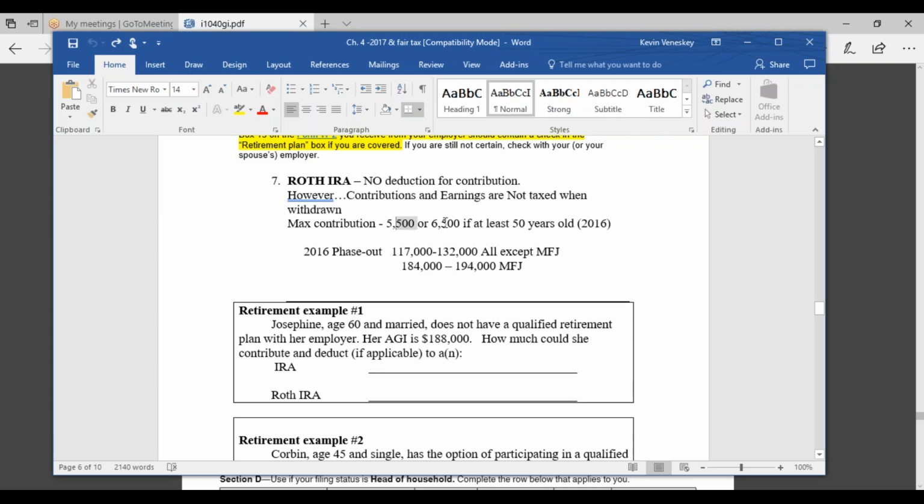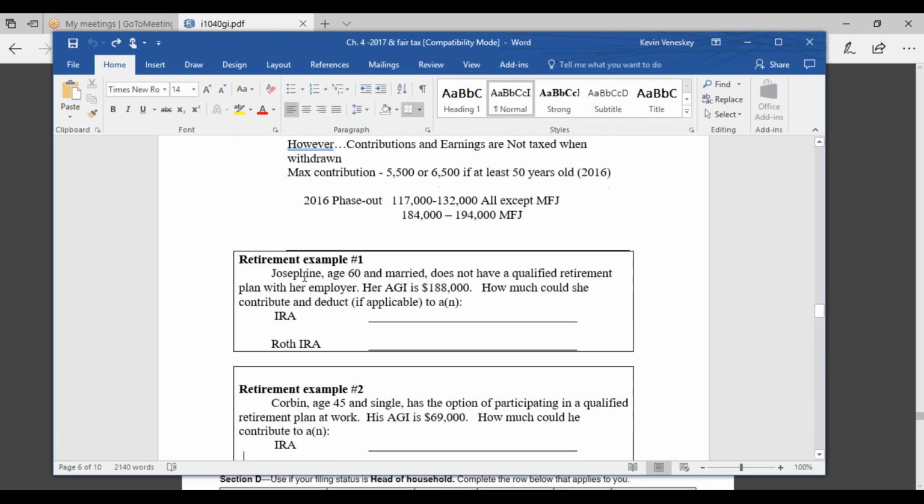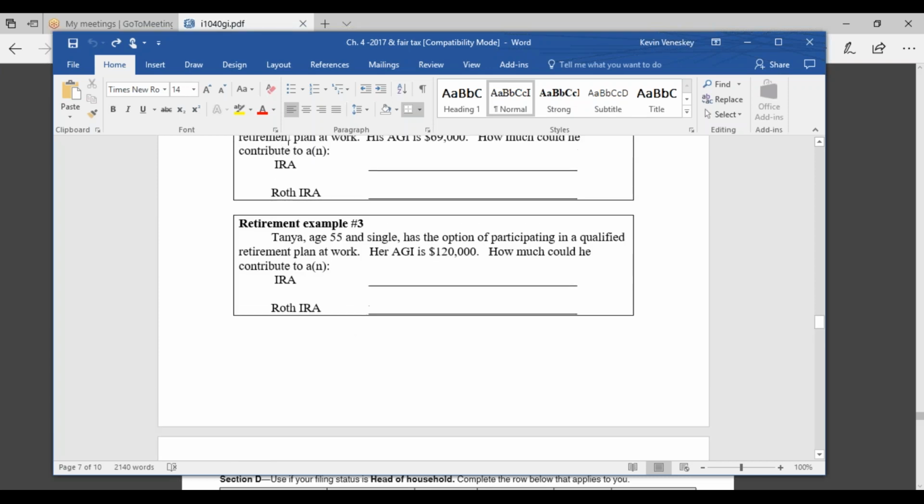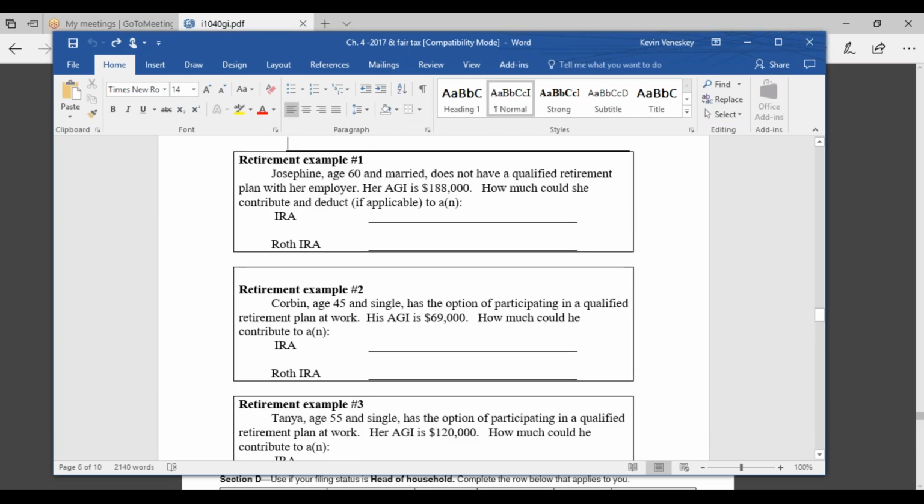Notice it has the same max contributions per year that you're allowed to put into a Roth. However, the phase outs are quite a bit higher for those who are single or married. So I have some examples here. I'd like for you to now take the first three, the retirement examples 1, 2, and 3. Take the time at this point to pause the video and see how you answer each one of these, depending on if it's an IRA or Roth IRA situation, and we'll see how you do here in just a couple minutes.